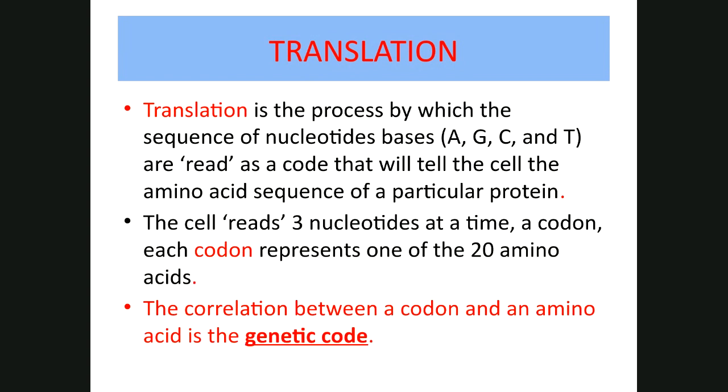The process that makes a protein is called translation. Translation is going to take the messenger RNA, which is written in RNA language, and translate the bases into a sequence of amino acids. Because we're translating from one language to another, the process is called translation. The way that ribosomes read the messenger RNA is by reading 3 nucleotides at a time. Each sequence of 3 nucleotides is called a codon.